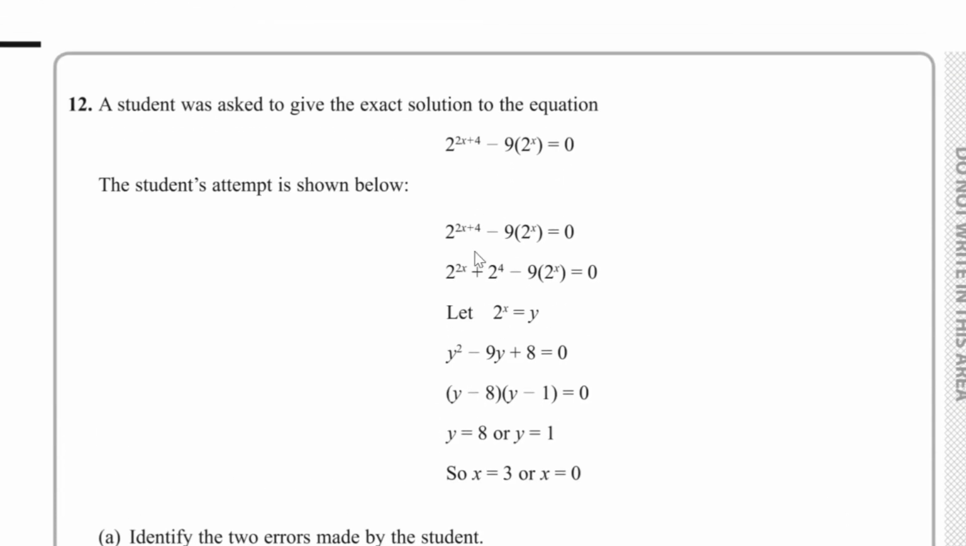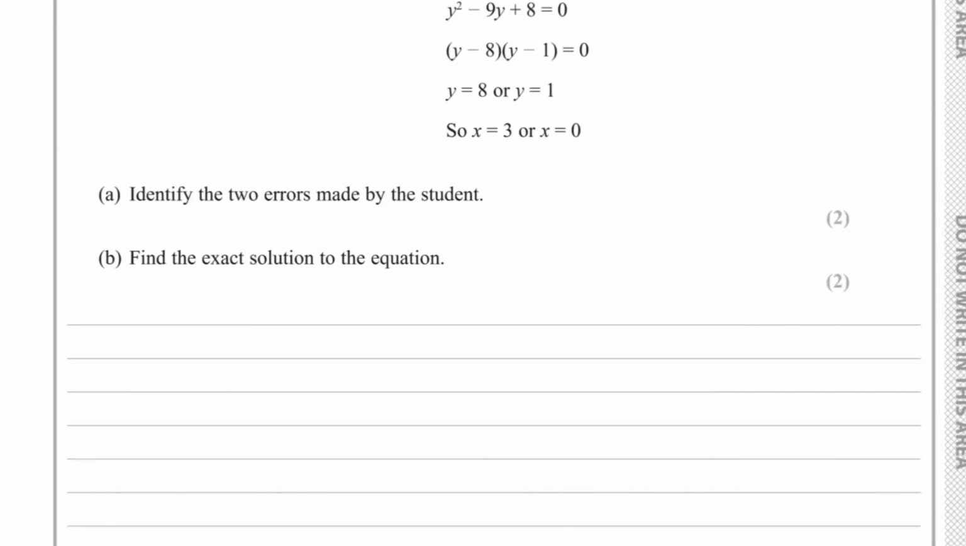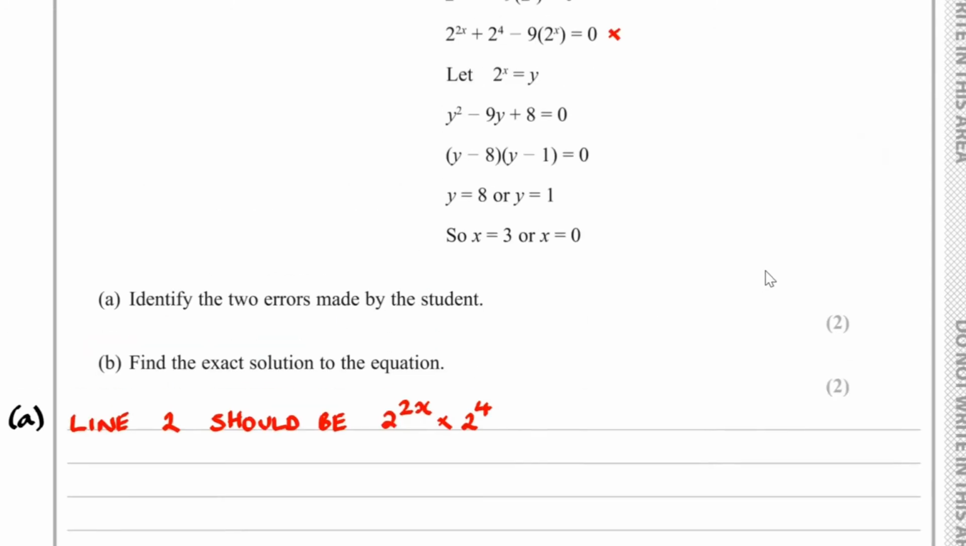Well, we've got the line over here, which is what the question is, and then let's see what we've got here for the second line. We've got 2 to the power of 2x plus 2 to the power of 4. Well, straight away this is wrong, because we need to use the rule a to the power of m plus n is the same as a to the power of m times by a to the power of n. They've added instead of multiplied. So one mistake that was made. Line 2 should be 2 to the power of 2x times 2 to the power of 4.